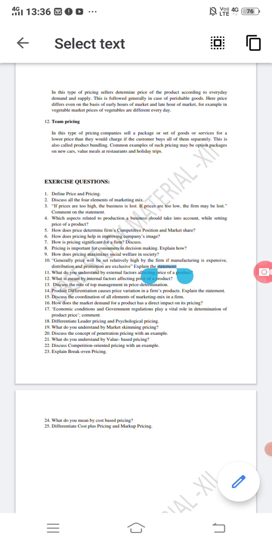This is also called product bundling. Product bundling means we are buying products in a bundle, in a set or pack. Common examples of such pricing may be option packages on a new car, value meals at restaurants and holiday trips. Sometimes we get some package options. If we take them, our price will be less. At holiday time, if we book one ticket only, the price will be high. If we book 2 or more people's tickets together, the price may be somewhat reduced if there is a package offering. Okay, so this is team pricing.